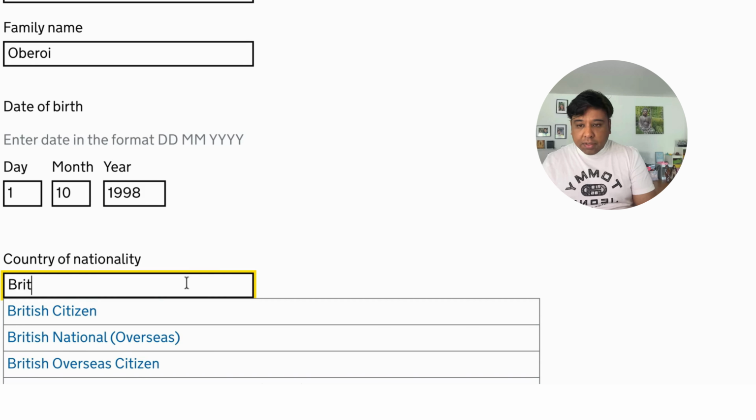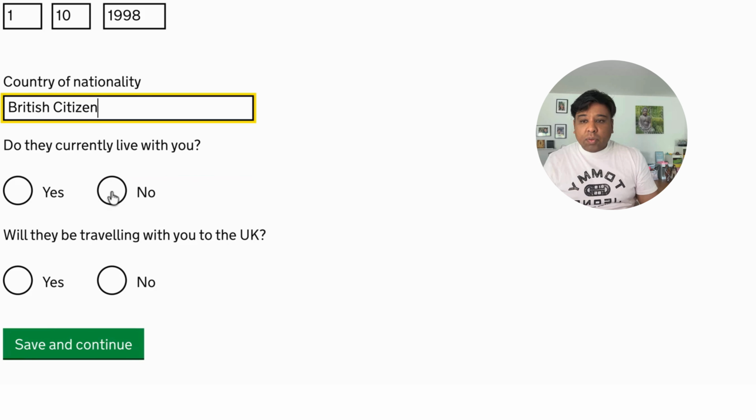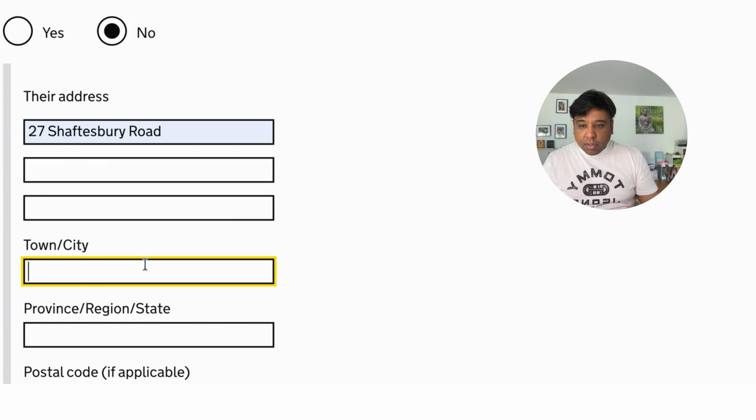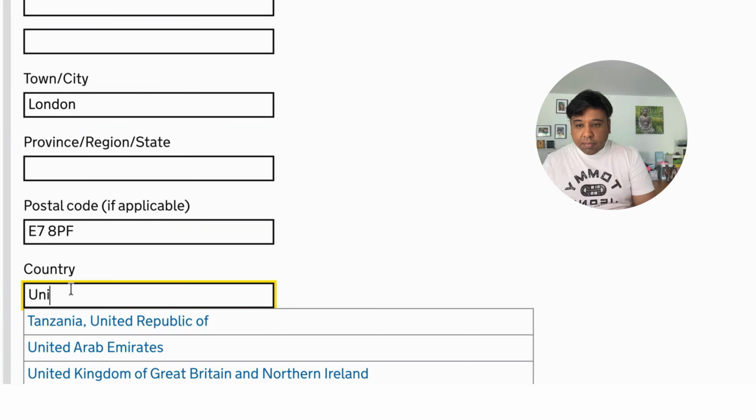He is now British. So if he's Indian and he's got indefinite leave to remain, then the nationality would be Indian. Does he currently live with you? The answer is no. Where are they living? 27 Shaftesbury Road, London. We write E7 8PF. He's living in the United Kingdom.